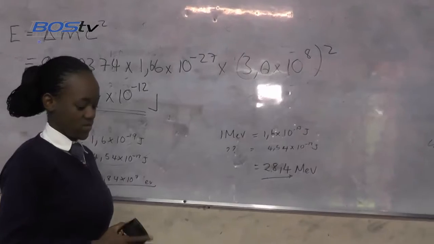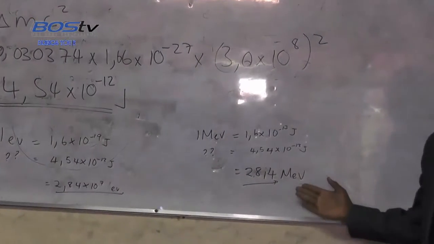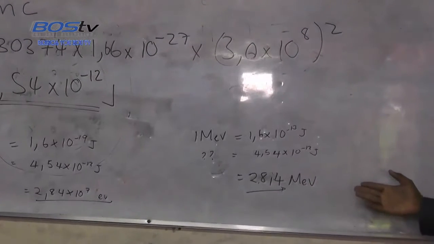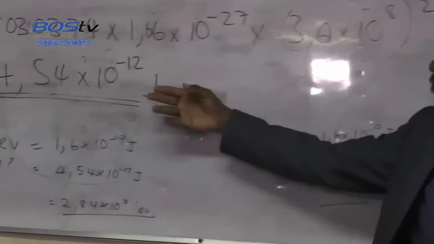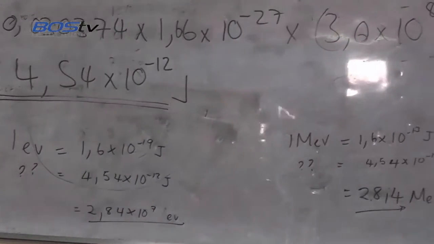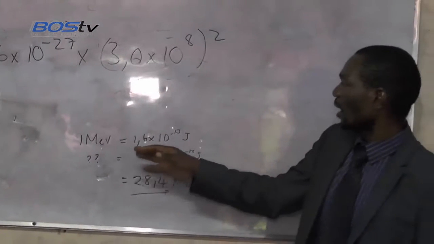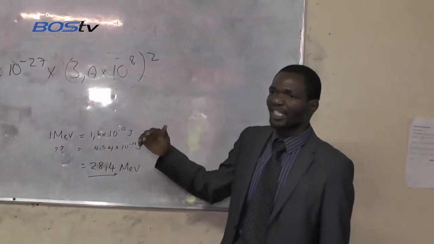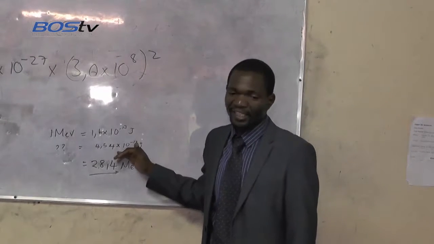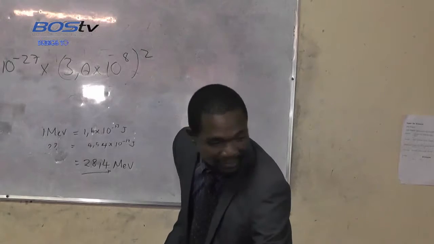You can go and sit down. Class? It's correct. Yes. So for the conversion, to get from joules to electron volts, you divide by 1.6 times 10 to the power minus 19. If you are converting from joules to mega electron volts, you divide by 1.6 times 10 to the power minus 13. Right. Now, I think on that part we are done.